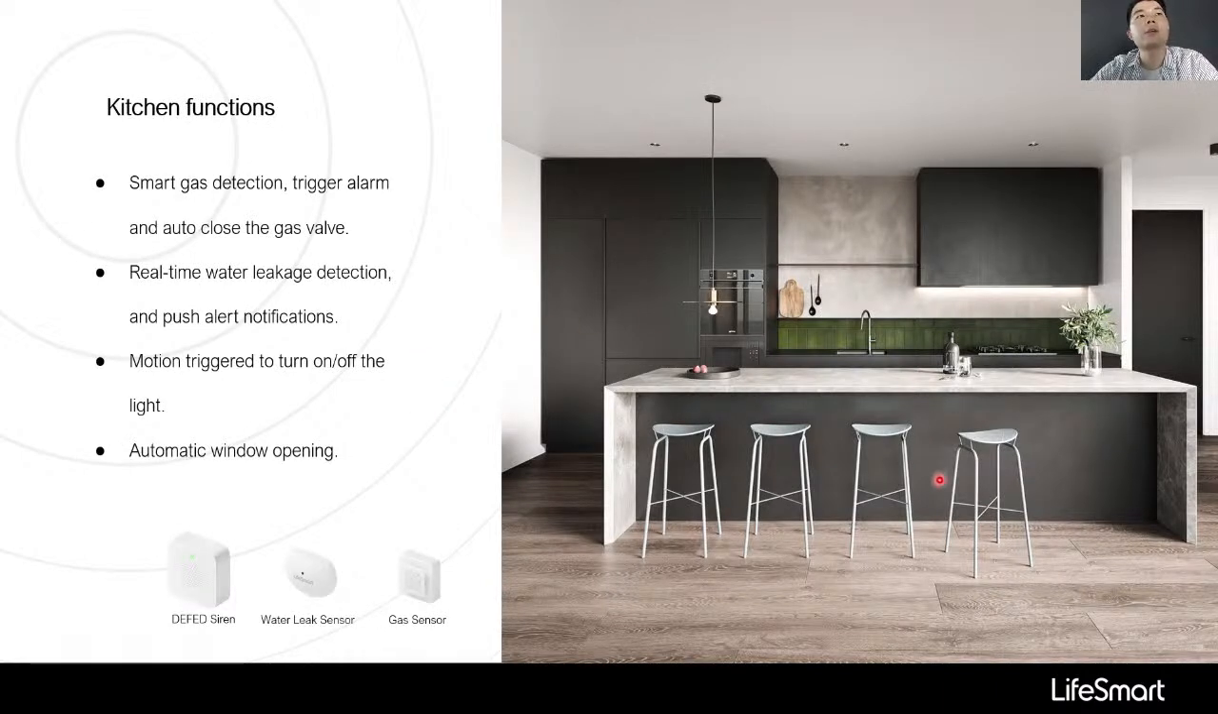Then here is the kitchen. Kitchen functions such as smart gas detection, trigger alarm, and auto close the gas valve, real-time water leakage detection and push alert notifications, motion triggered to turn on or off the light, and automatic window opening. The products such as defect siren, water leak sensor, and gas sensor.